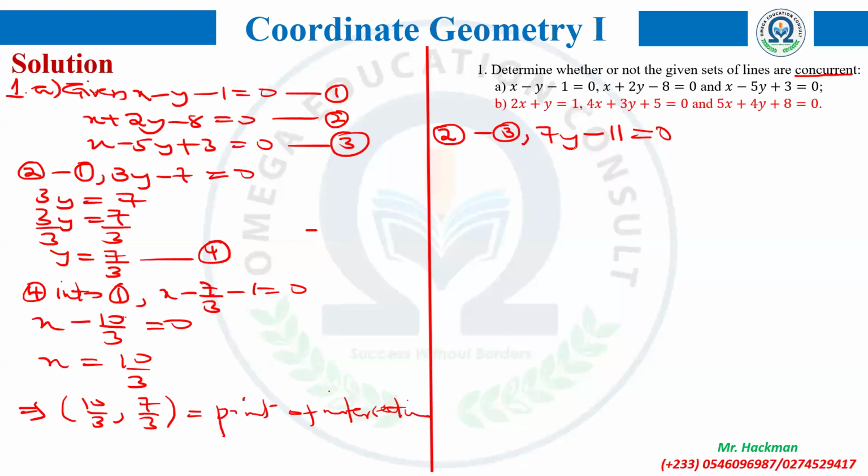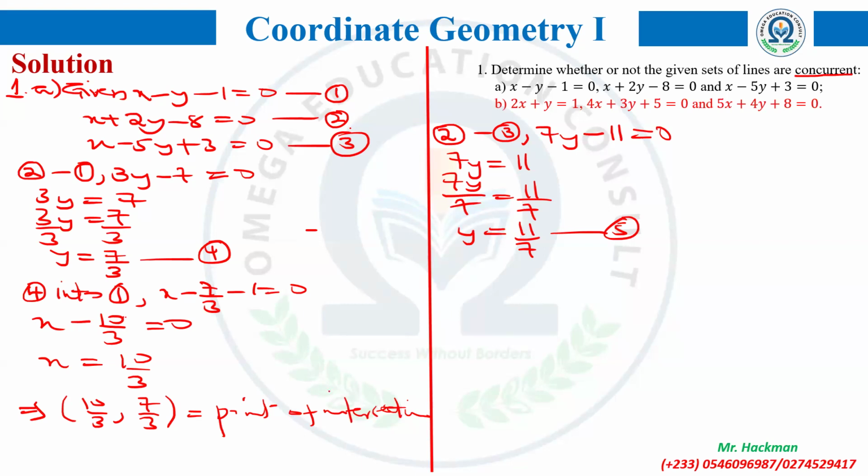Before you ask, now if you are going to solve for y, you get 7y is equal to 11. So you get y to be equal to 11 on 7. We need y to find x, so you call this equation 5. Then we substitute equation 5 into any of these two equations.